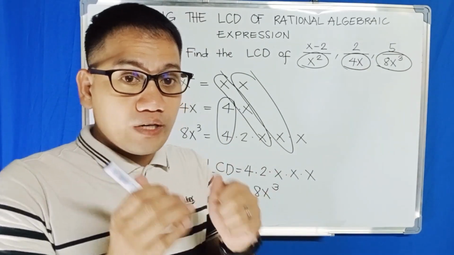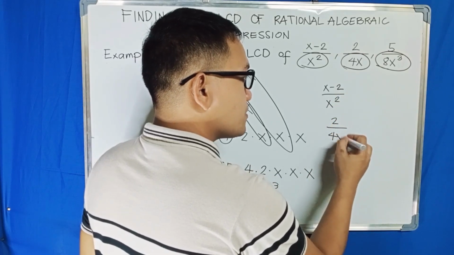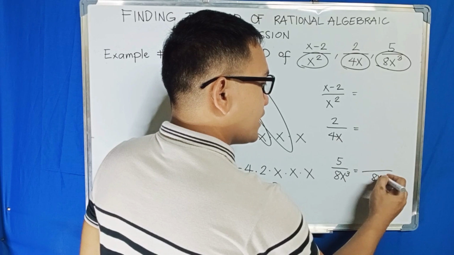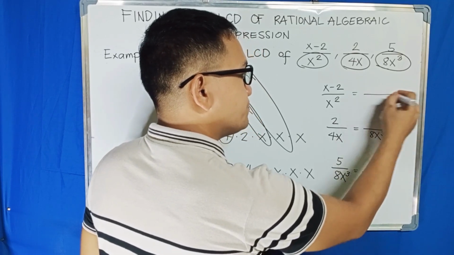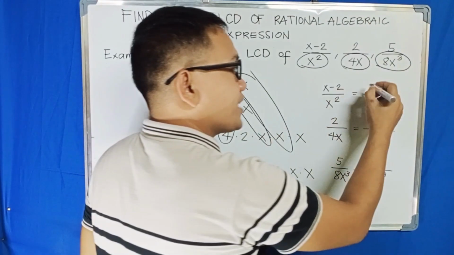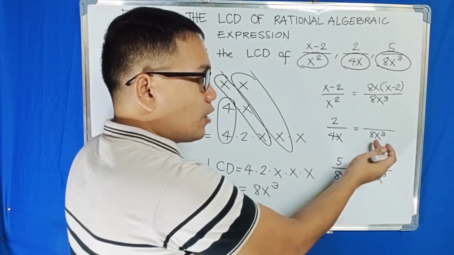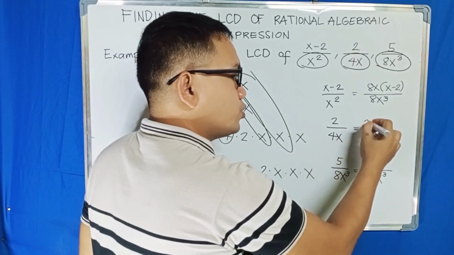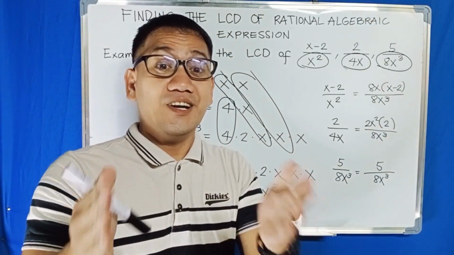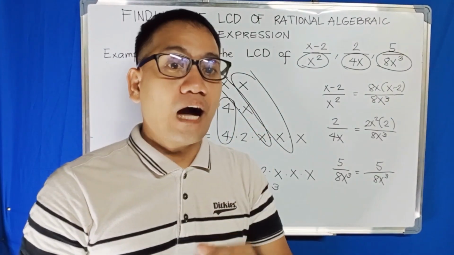And to write the equivalent RAE of our given expressions, we will have x minus 2 over x squared, 2 over 4x, and 5 over 8x cubed with common denominator 8x cubed. Here, 8x cubed divided by x squared gives us 8x times quantity x minus 2. For 8x cubed divided by 4x, we have 2x squared times 2. And the third one is written as 5 over 8x cubed. Here, we can add or subtract our rational algebraic expressions because they have common denominators. And that would be our next content.